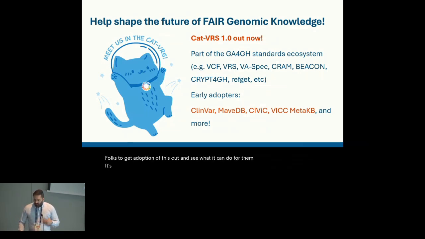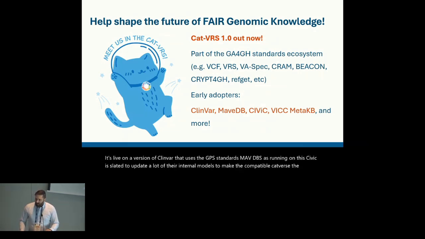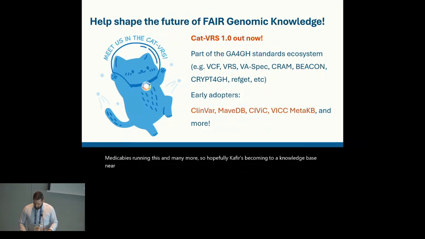It's live on a version of ClinVar that uses the GKS standards. MaveDB is running on this. CIViC is slated to update a lot of their internal models to make it compatible with Cat-VRS. The VICC MetaKB is running this, and many more. So hopefully Cat-VRS will be coming to a knowledge base near you and be helpful for you.